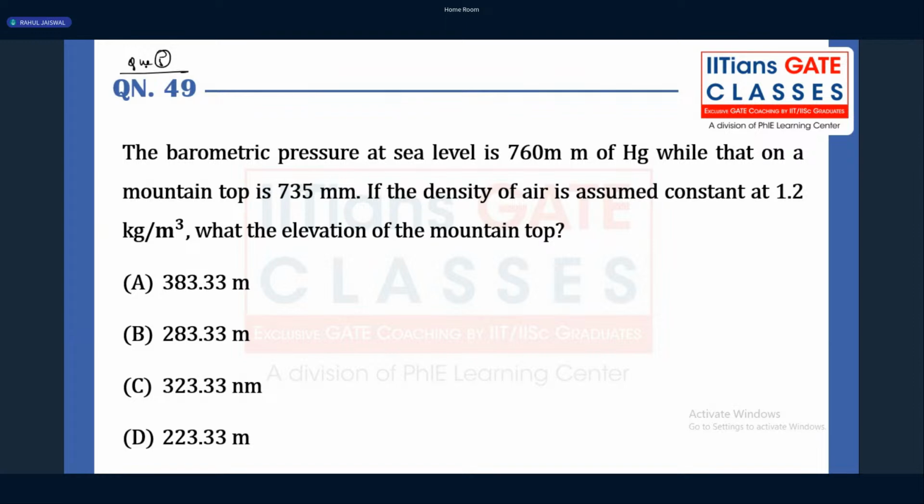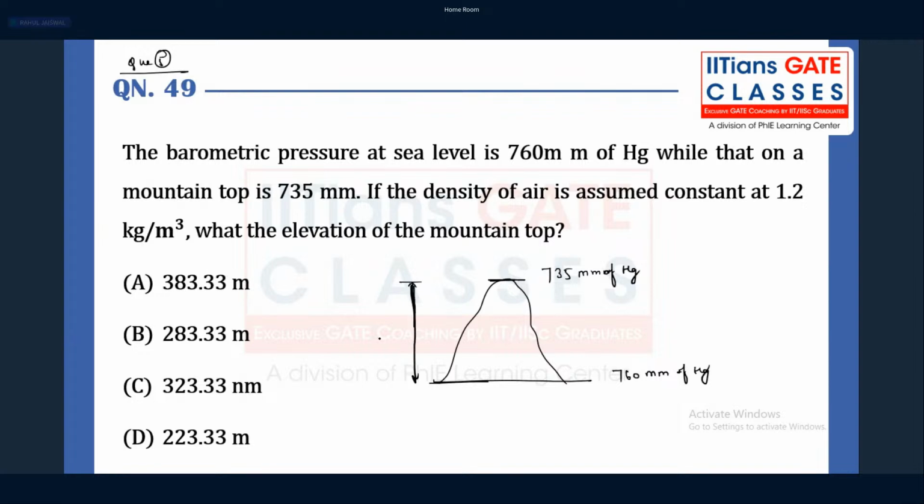The barometric pressure at the sea level is 760 mm of Hg, while that on the mountain top is nothing but, suppose we have the mountain, the pressure at this particular point in terms of mercury is 735 mm of mercury, and pressure at the sea level here is given as 760 mm of Hg. They are asking what is the height of this mountain?